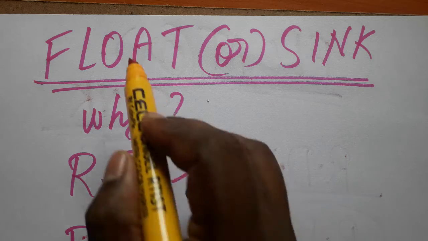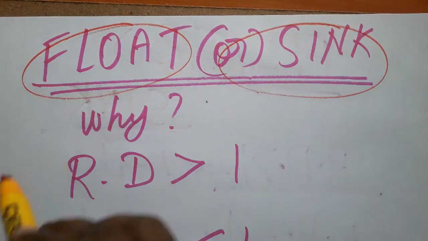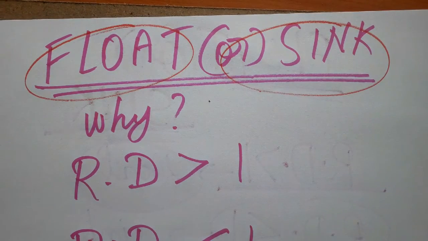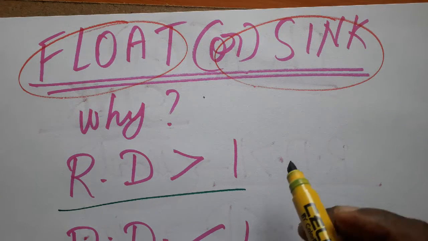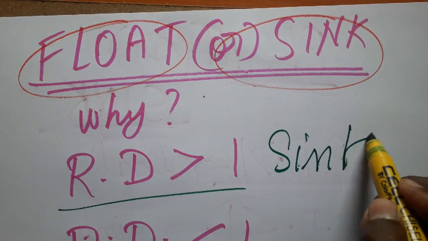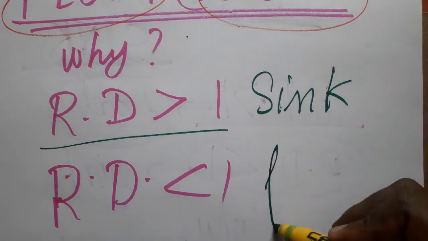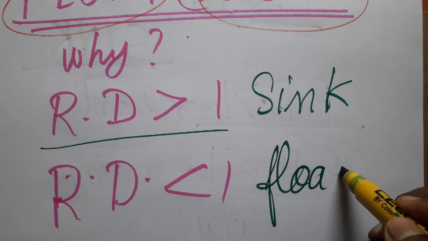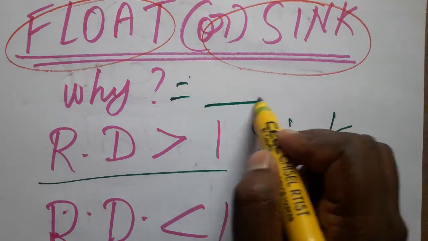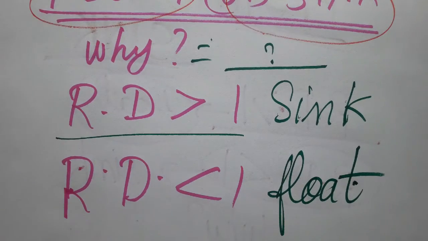Okay, when will the object float, and when will it sink? When the relative density is greater than 1, the object is going to sink. It's going to go inside. When the relative density is less than 1, the object is going to float. Why does it happen? What is the relative density saying?